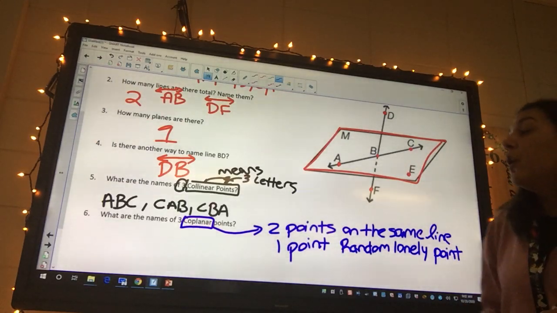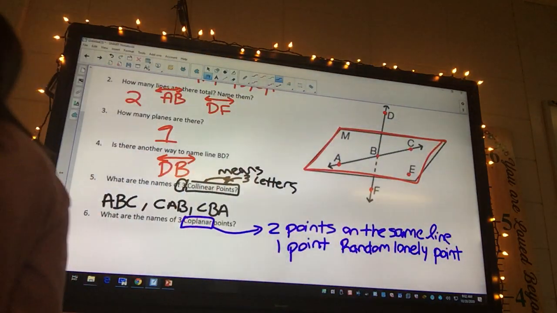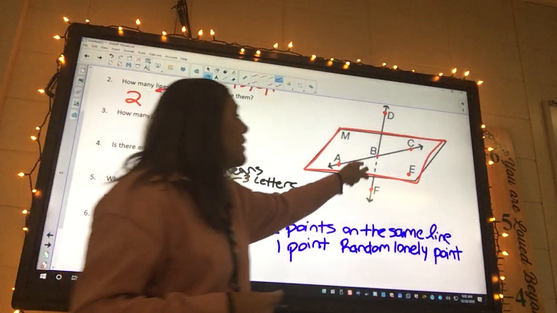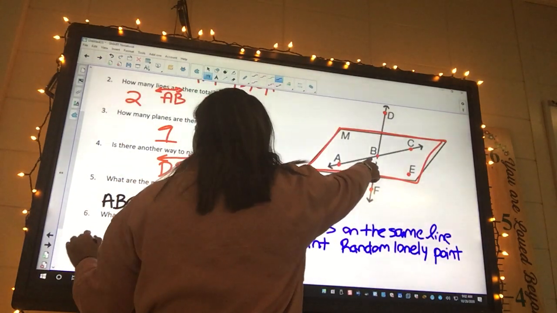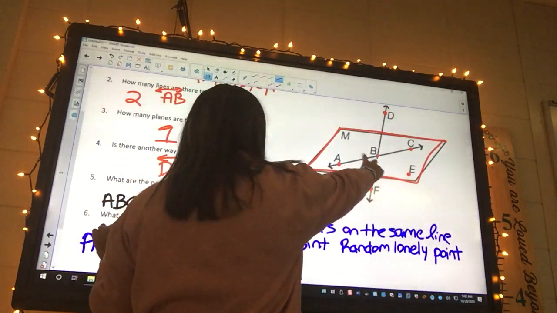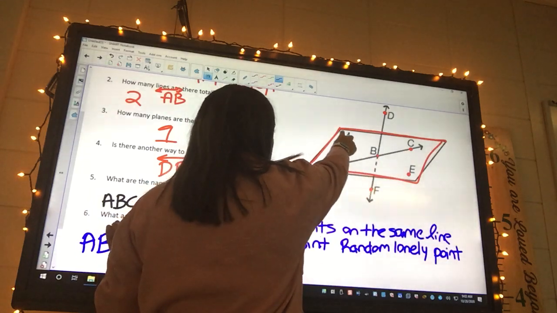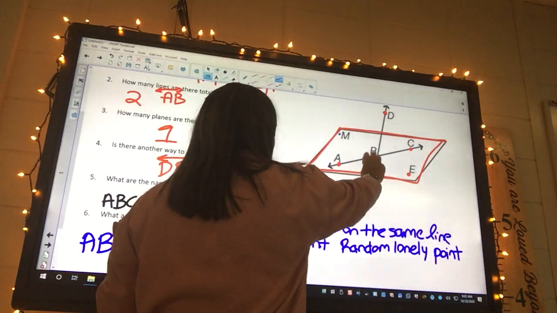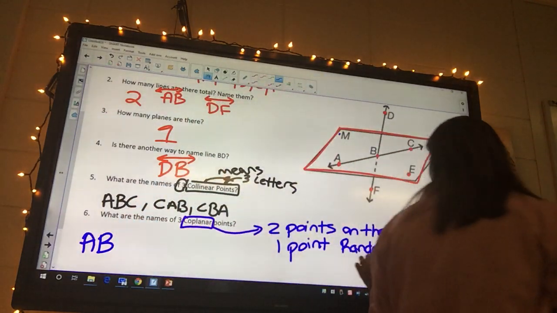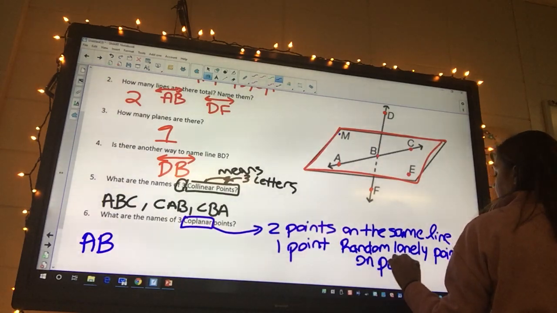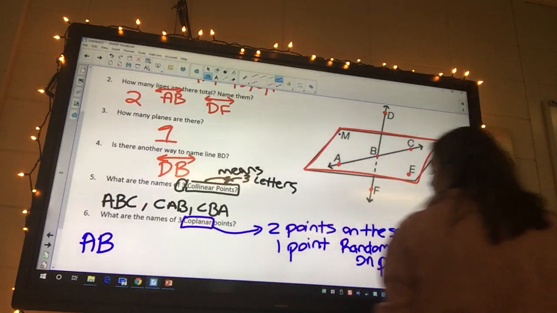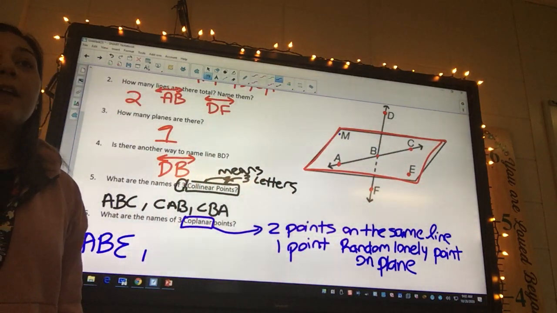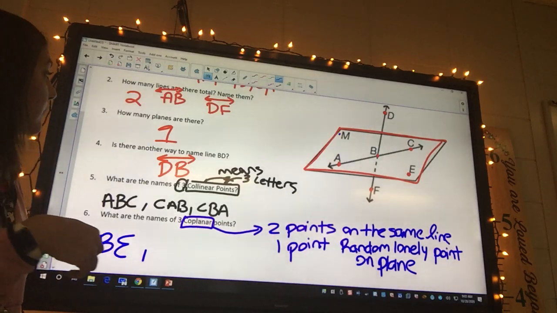So when we say what are the names of 3 coplanar points, that means I should have 3 of them. I take 2 points on the same line, which we could say AB. And what's our random point? No, because there's not a point right here. F? No, it has to be on the plane. Only point on the plane is E. So E. They need to be 2 points on the same line and the random point. A, B, E. You did that.